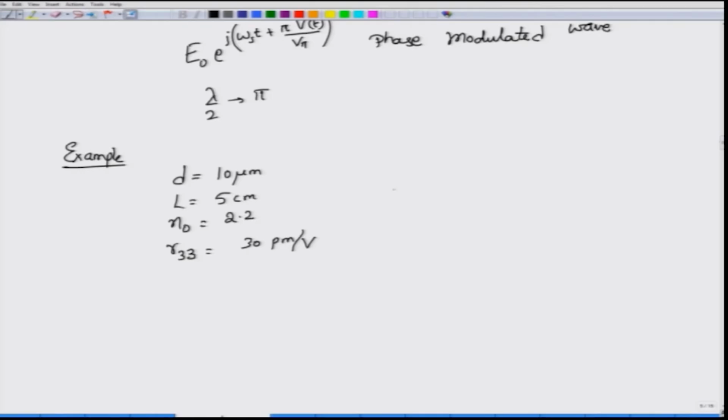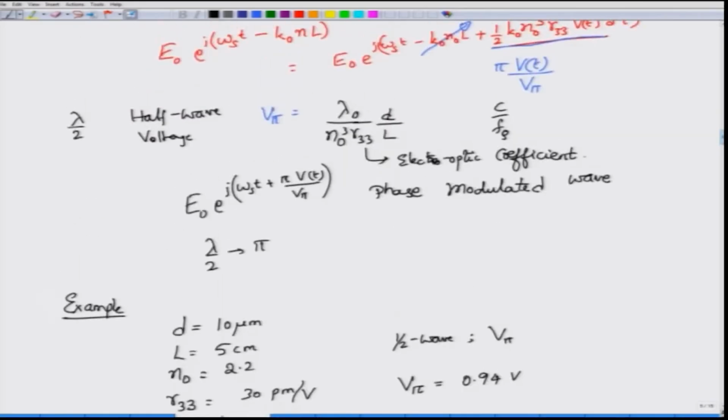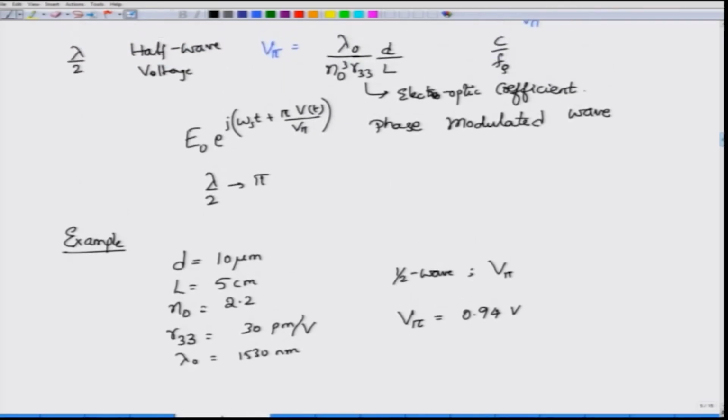You can calculate the half wave voltage for this, that is, you can calculate V pi. Substituting the values, I have to give you lambda. Let us say lambda is 30 nanometers. Substituting this into the expression, V pi is roughly about 0.94 volts. So, calculate this by writing the formula lambda 0 by n0 cube r33 d by L. You can use this equation and find that V pi is very small.